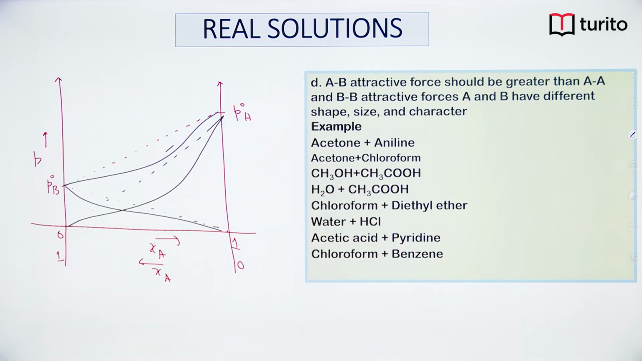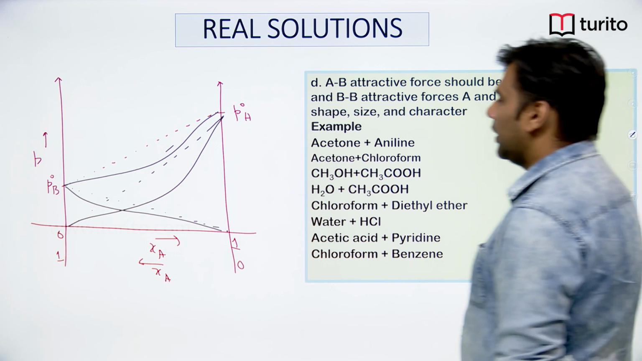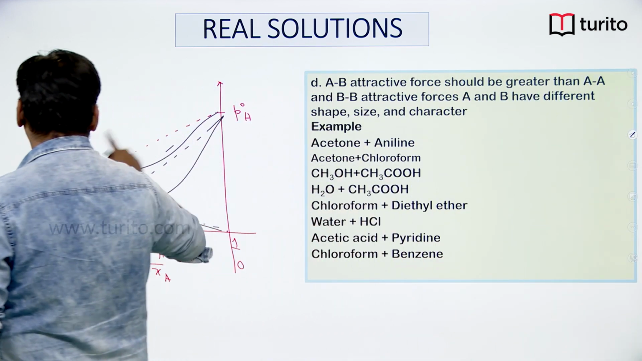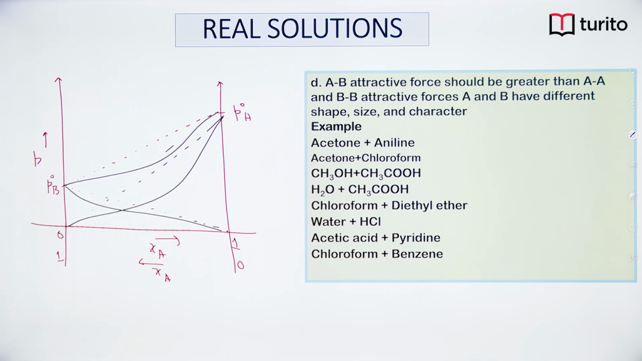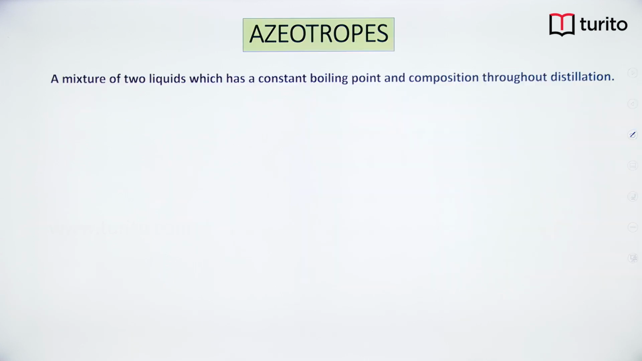You can clearly see that there would be a minima in the total pressure in this graph, and the total pressure would always be less than the pressure of the pure components. So just write it down quickly. Hope this is clear to everyone now.